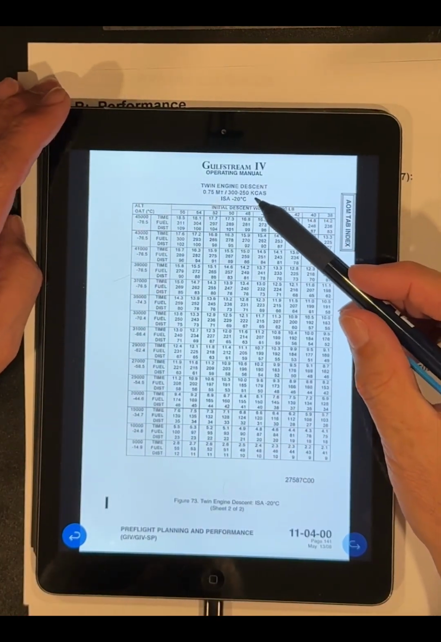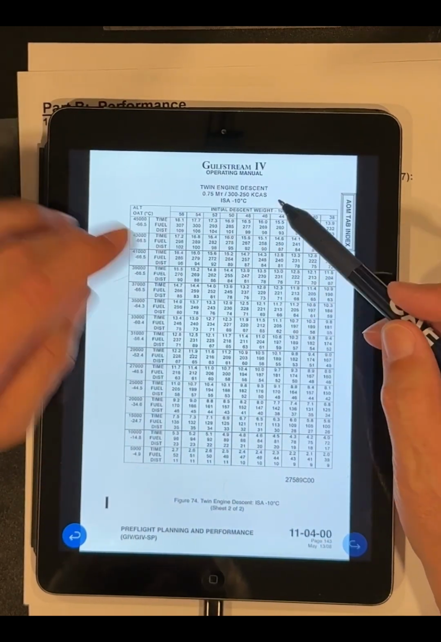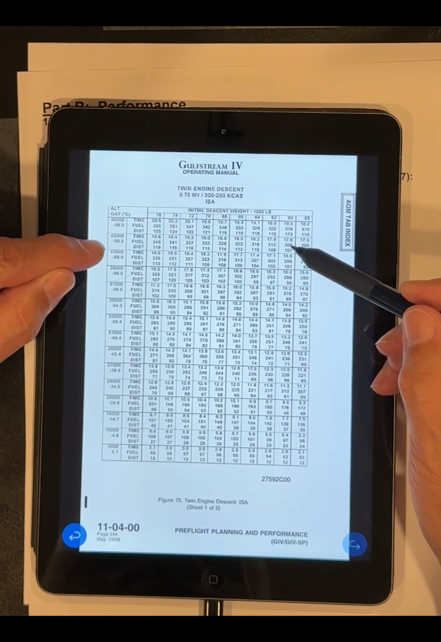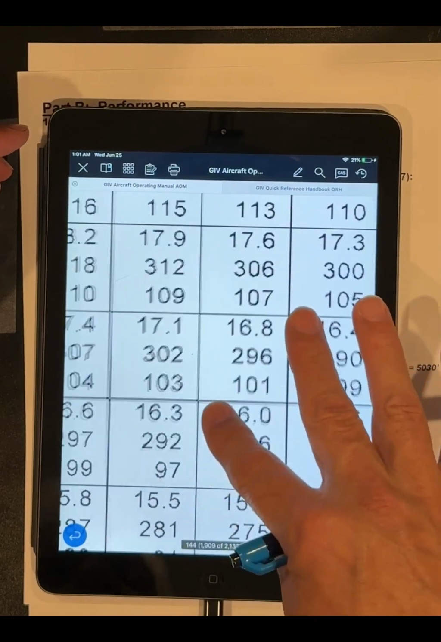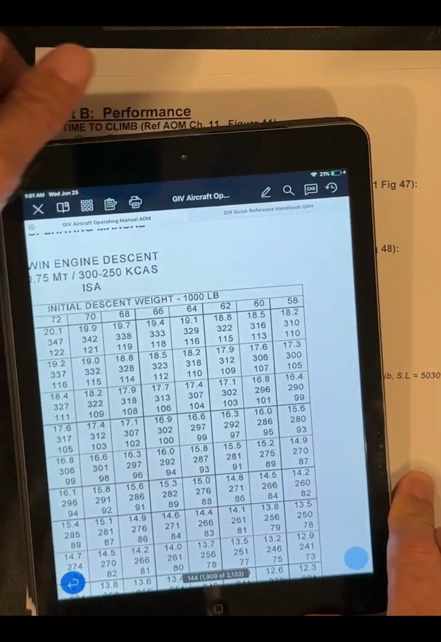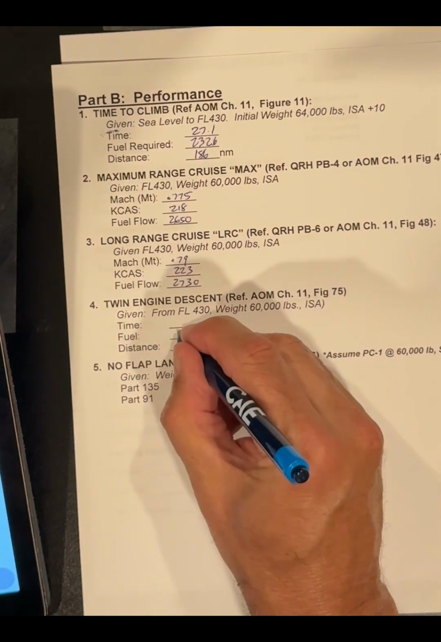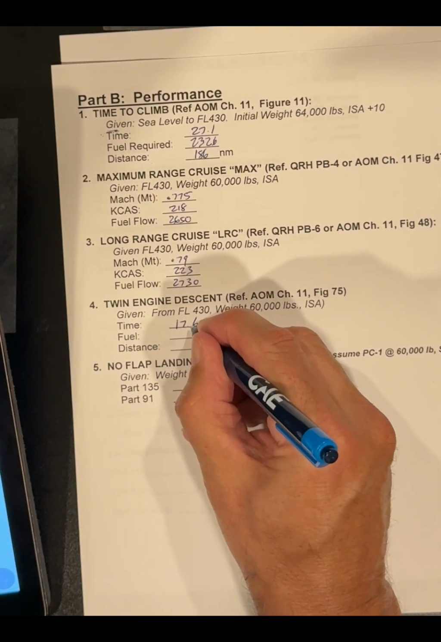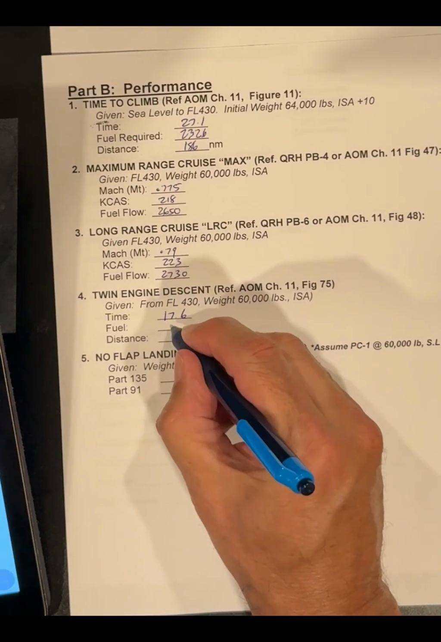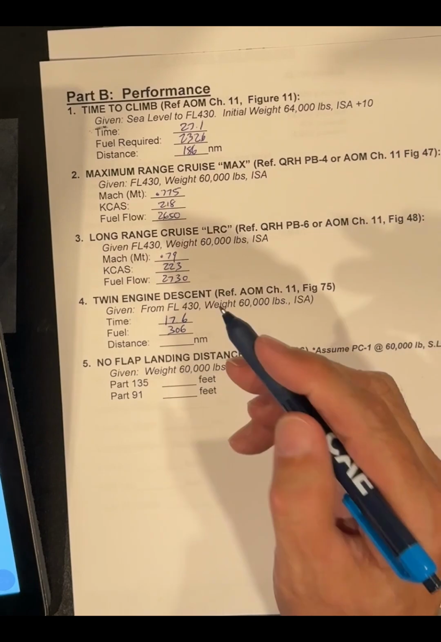The next page is minus 20, different weights. Minus 10 at higher weights. Minus 10 at lower weights. Oh, here's ISA, right? 60,000 pounds or 43,000 feet. Here's our answers. Find the block of information you want. It's right here, 17.6, 306, and 107. So let's transcribe all of that information. So what's the time? The time is going to be 17.6. The fuel is going to be 306 because we're pretty much at idle there. And the distance is going to be 107 miles.